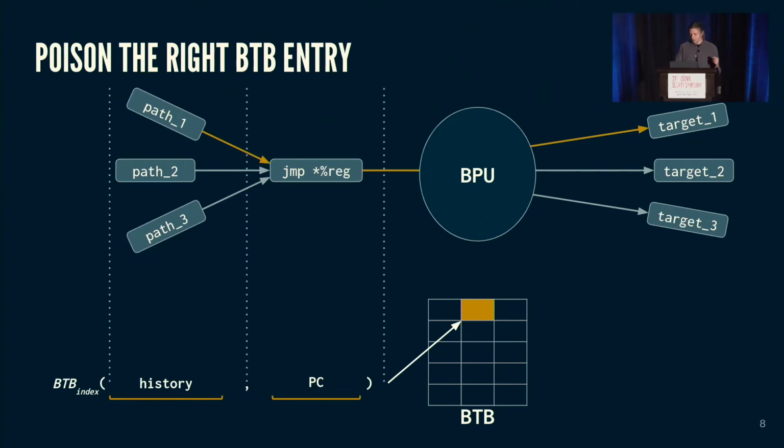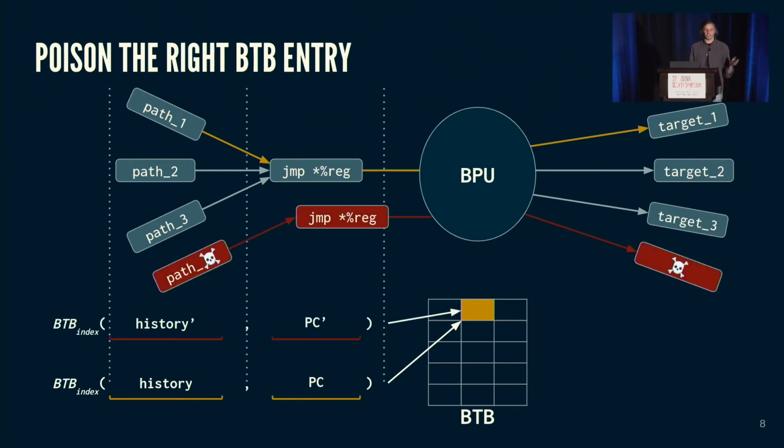So what an attacker would like to do is find some history and/or some program counter such that it turns into the same index and therefore overrides this BTB entry. So this is the poisoning or collision.